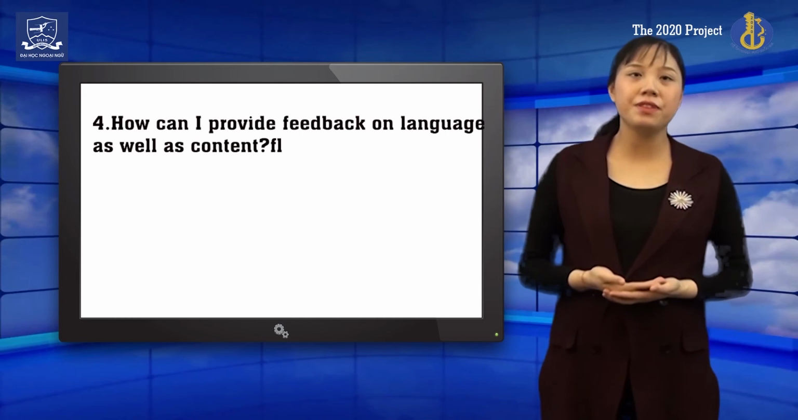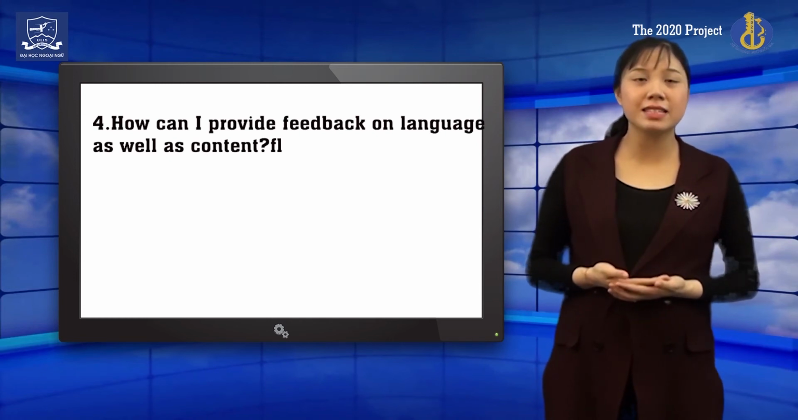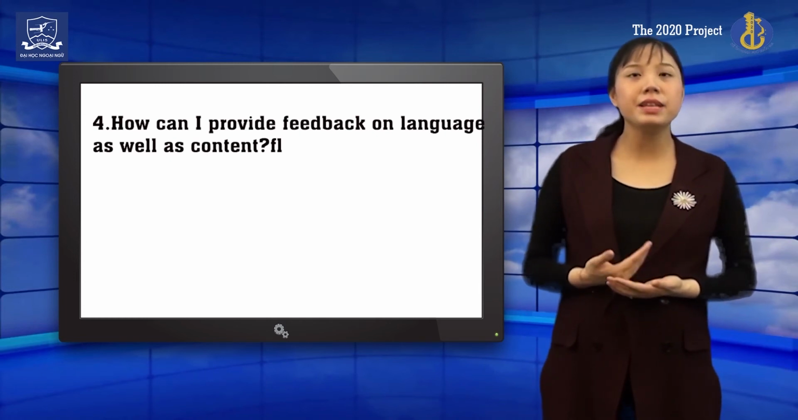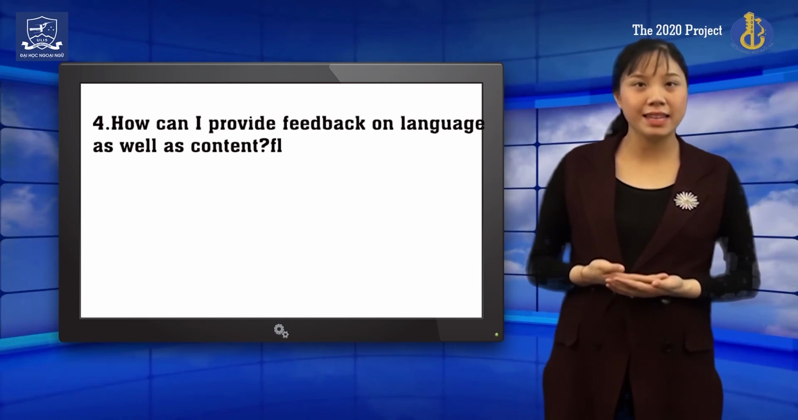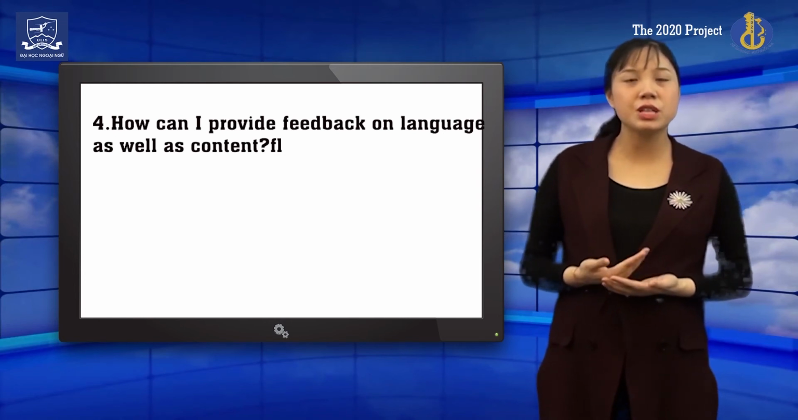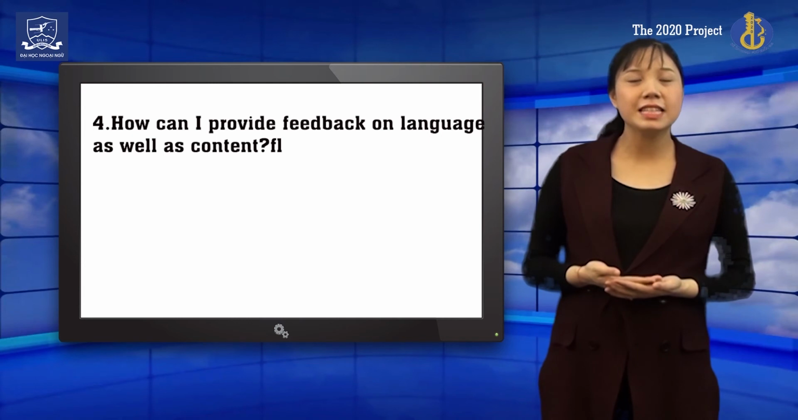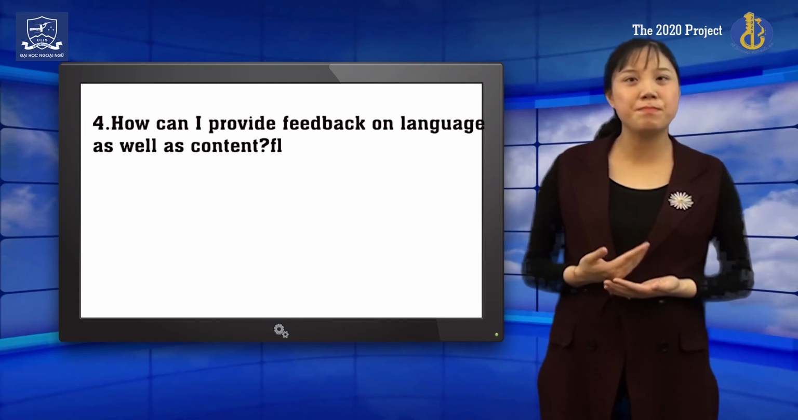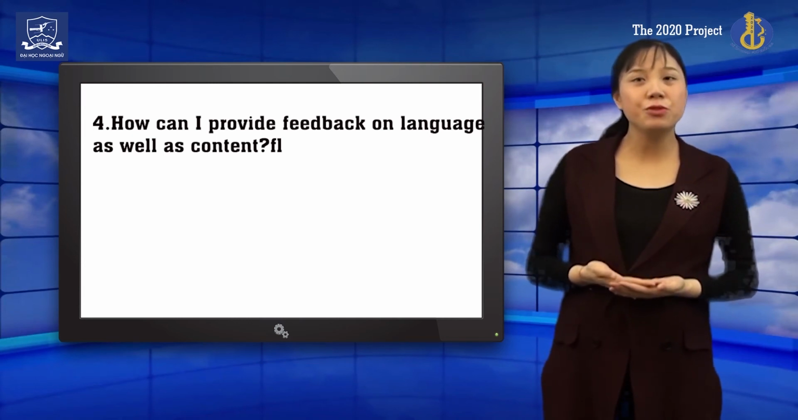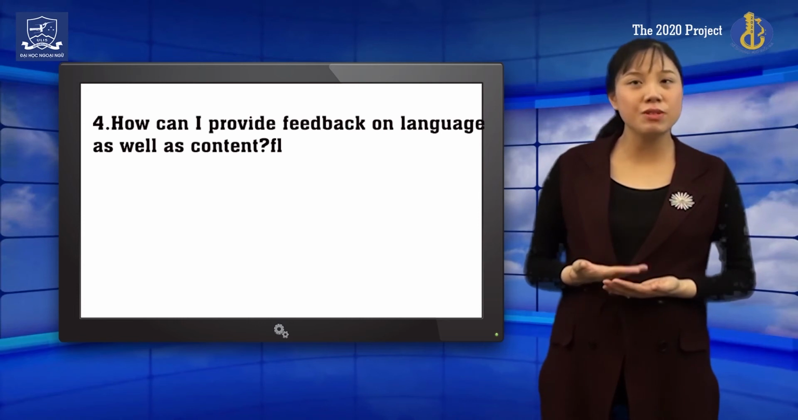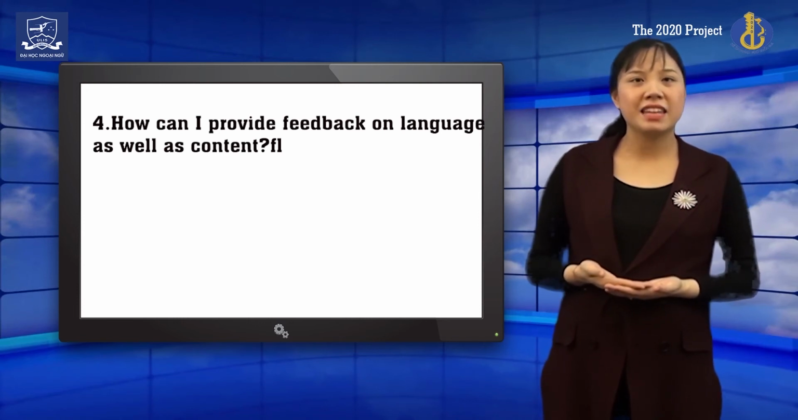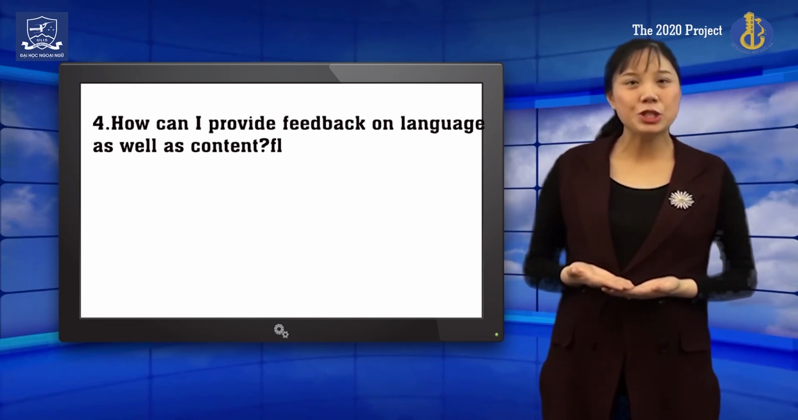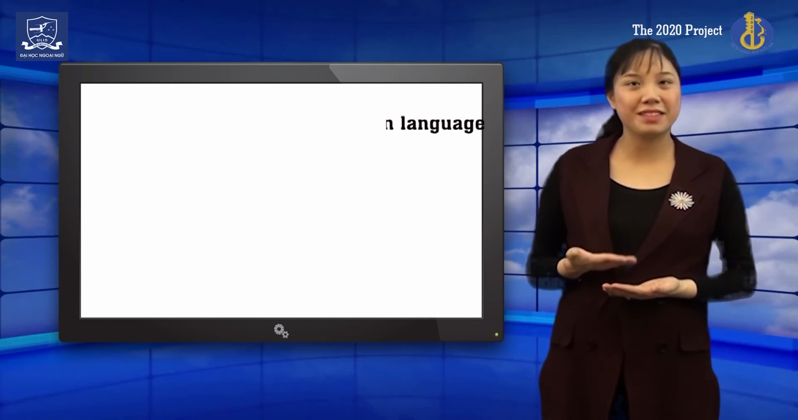How can I provide feedback on language as well as content? It can be difficult to know when and how to correct your students' language. It is important to strike a balance between helpful feedback that allows students to improve and overcorrection, which can hinder the flow of a lesson and demotivate students.